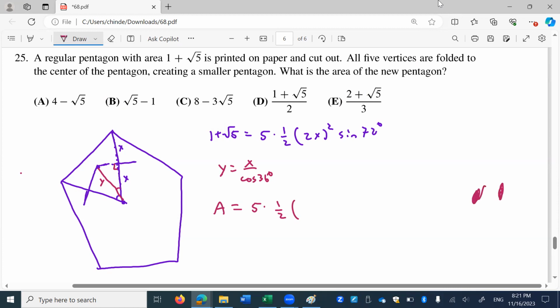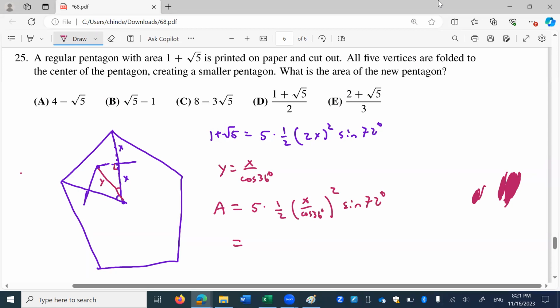And y is x over cosine 36 degrees. So square that, and then times sine of 72 degrees.